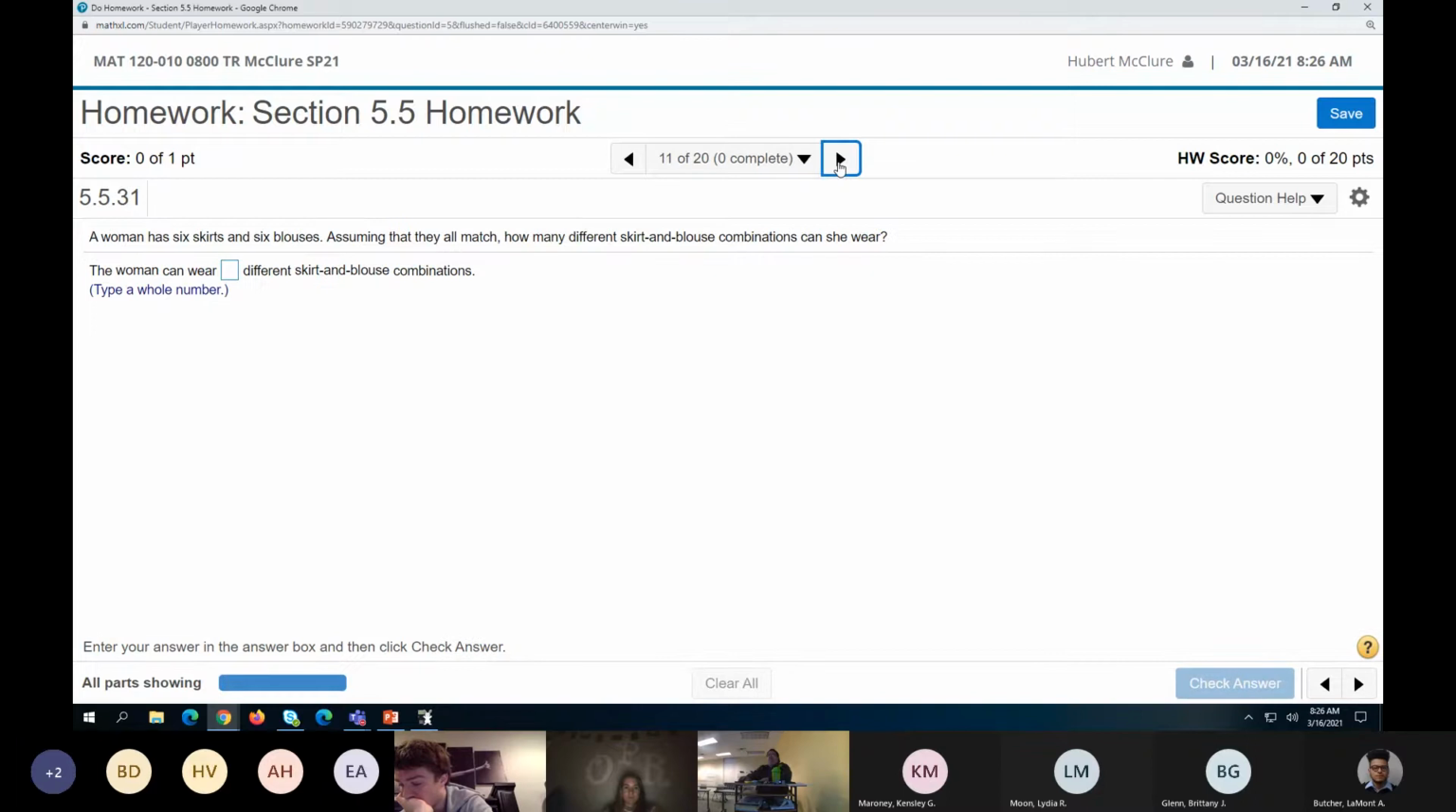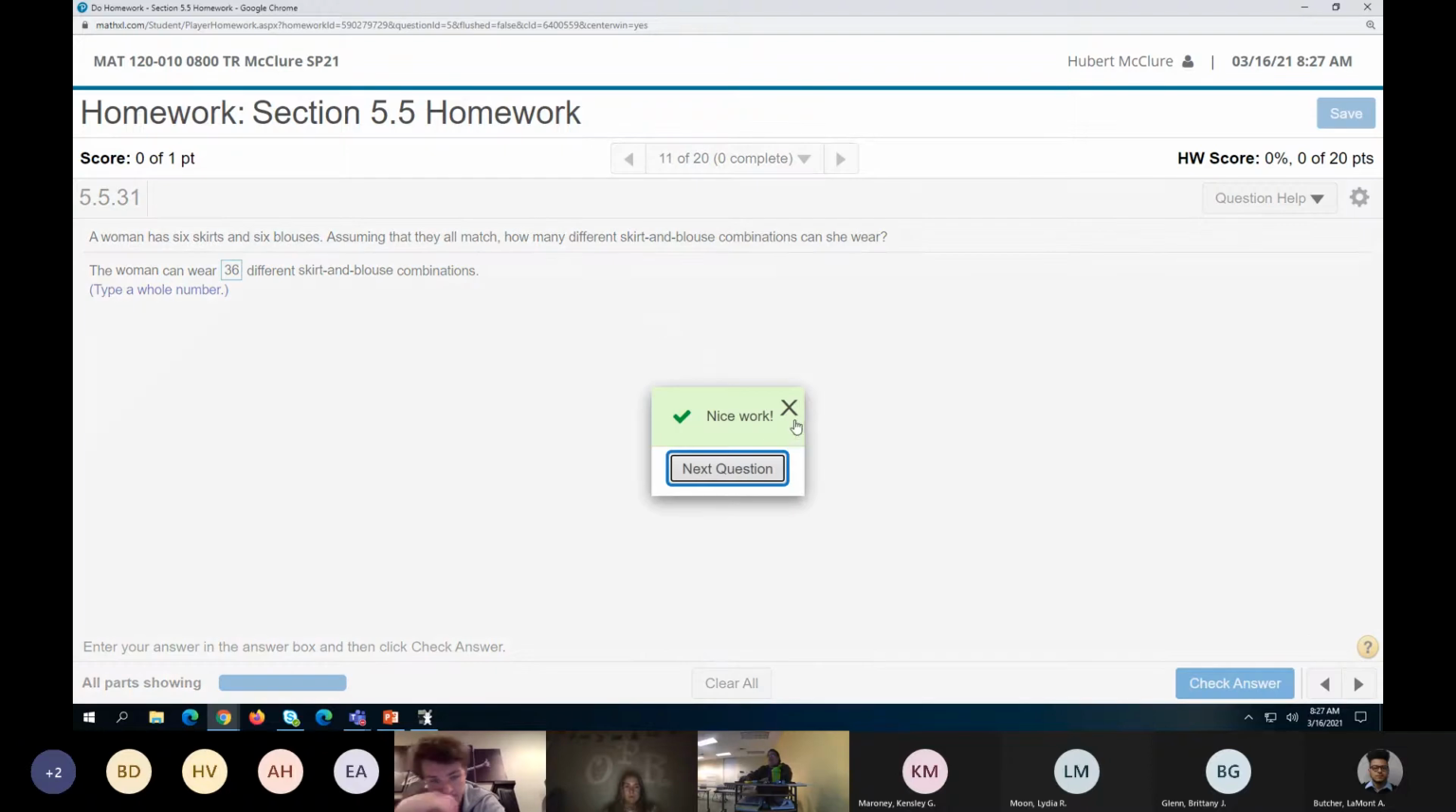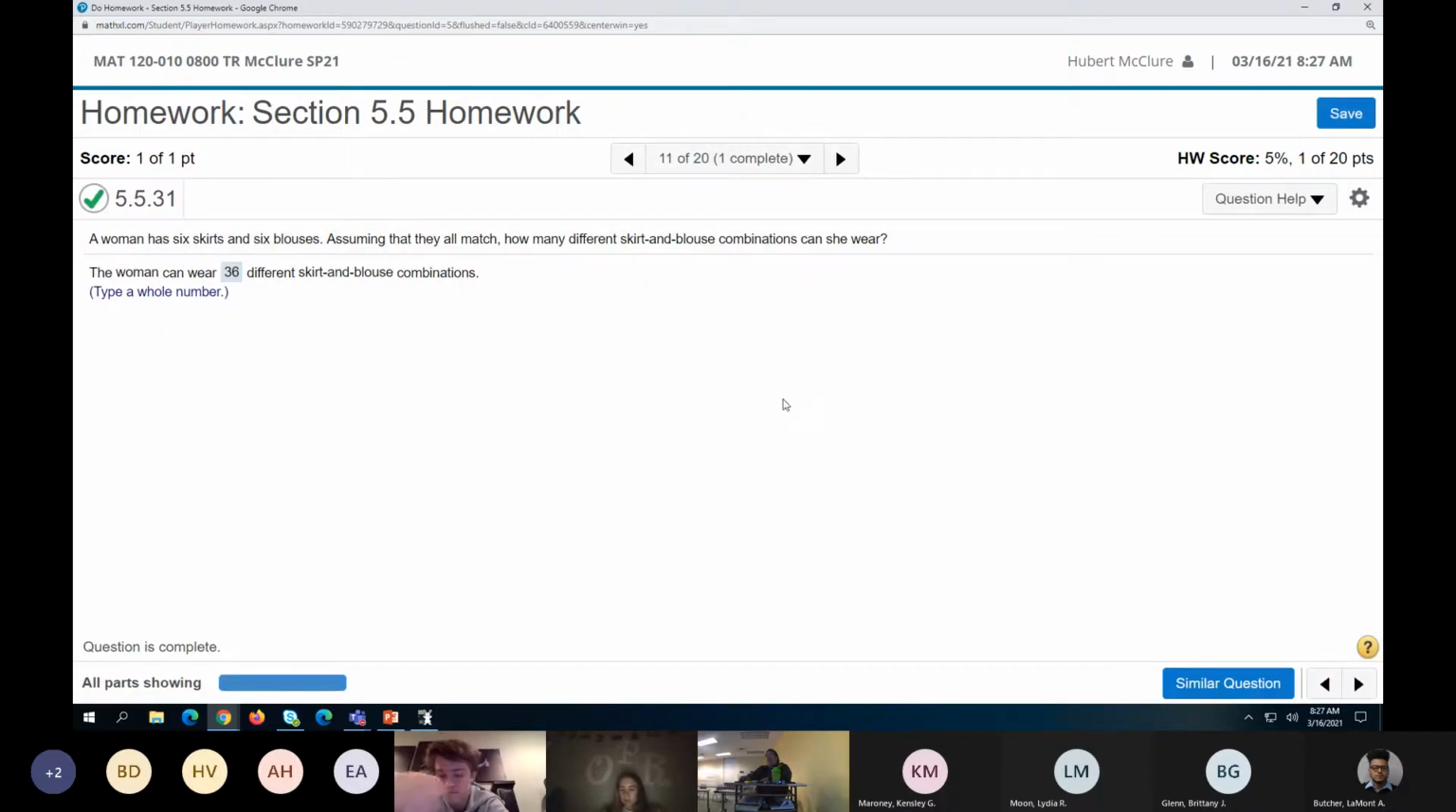Skip those. Now this one, a woman has 6 skirts and 6 blouses. How many different skirt and blouse combinations? What's 6 times 6? 36. Now write that question down, because that is a test question and a standardized test question. It's just like the example I gave you with the meal, with the 2 desserts and the 2 appetizers and the 4 main courses. This is just like that one. So write that one down, because that is a test question and a standardized test question.